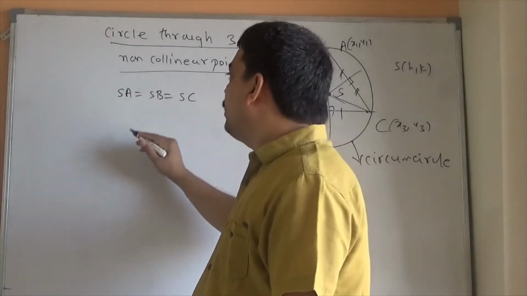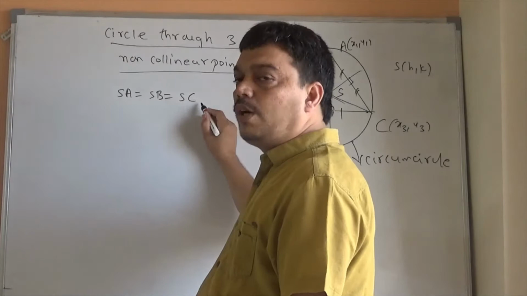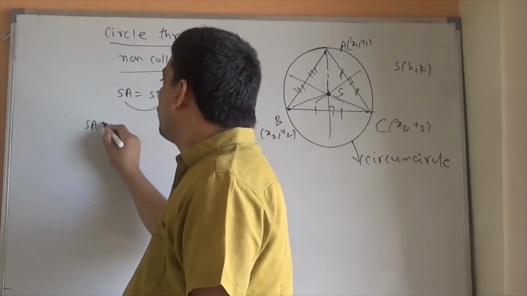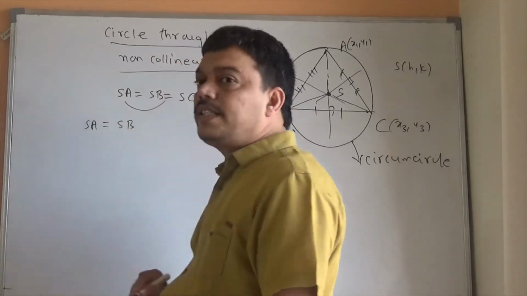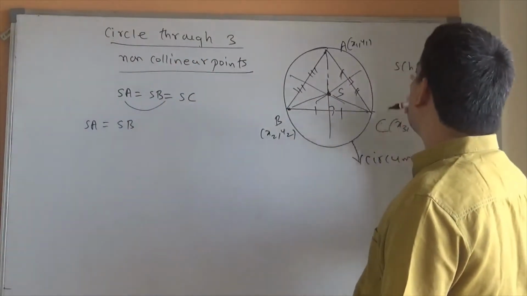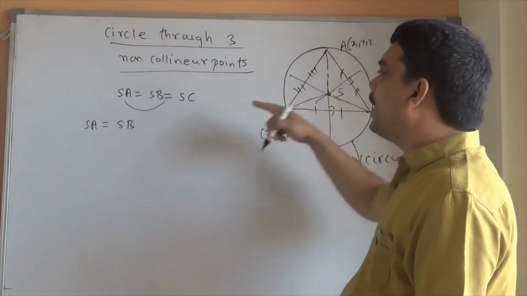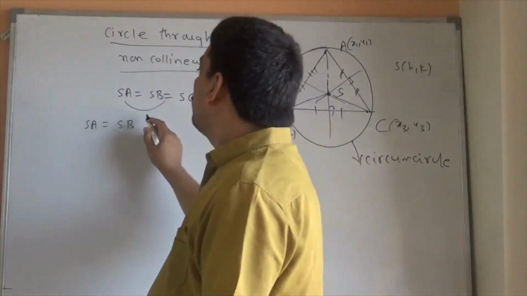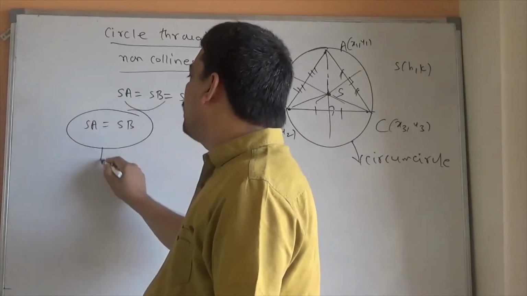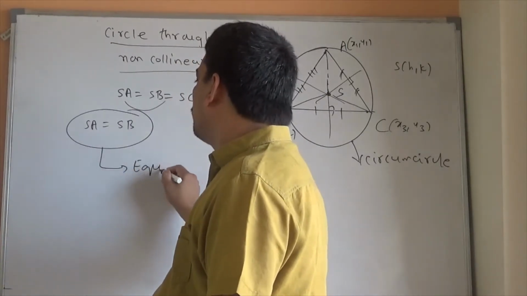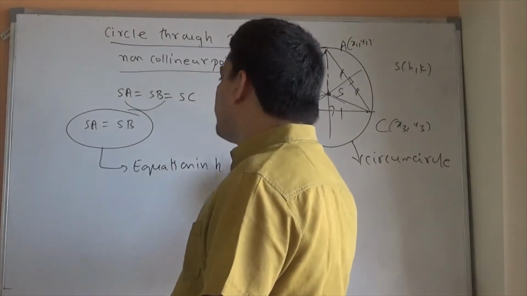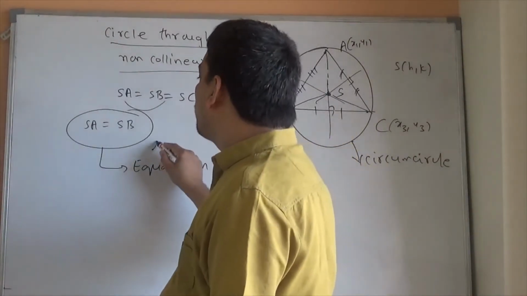If I consider SA equal to SB equal to SC, out of this equate any two. Let me equate SA with SB. How do we write the value of SA and SB? Since you know the coordinates of S and A, you can write SA by the distance formula, and SB by the distance formula. After writing by the distance formula, this will give you an equation in h and k. To be more precise, it's a linear equation in h and k.